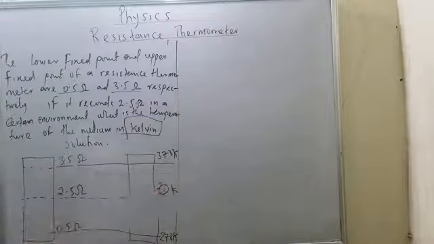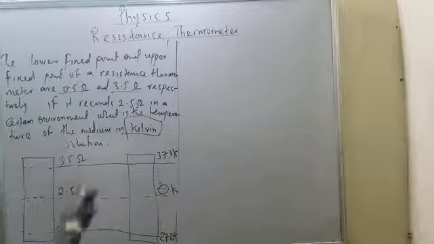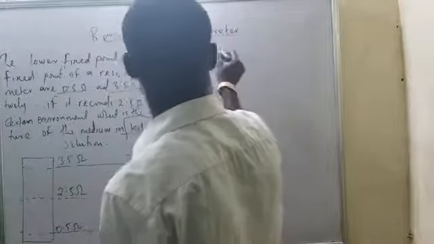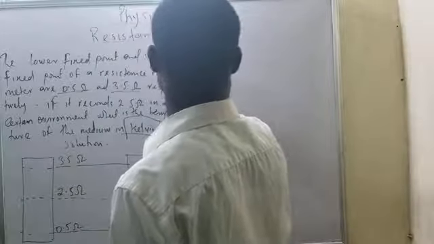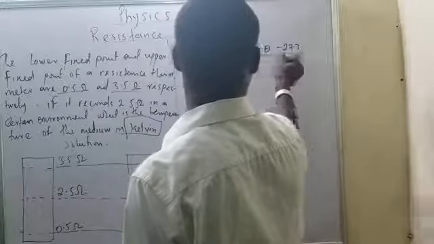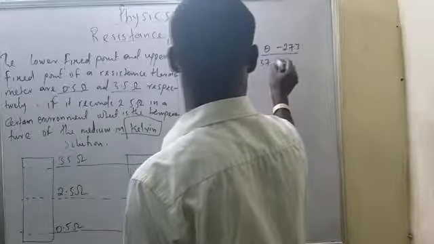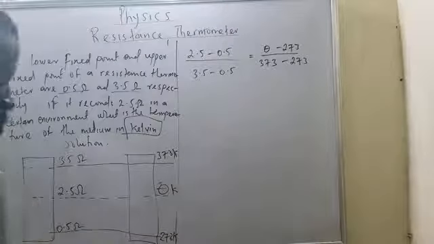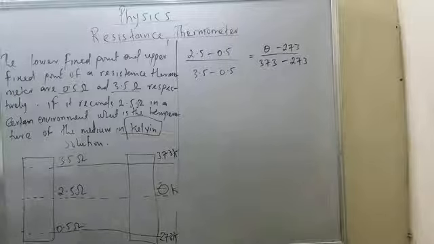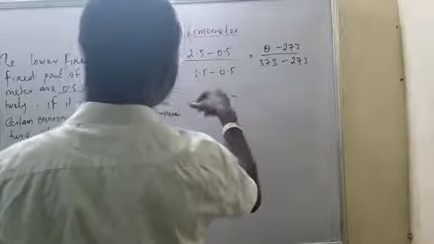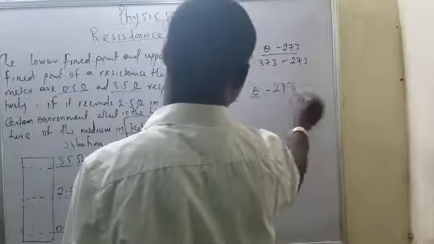That is why I'm now doing the proportion. My final minus this, which is 2.5 minus 0.5, divided by 3.5 minus 0.5, equals theta minus 273 divided by 373 minus 273. Now, continuing on the other part, this shall be 2, while this shall be 3, equals theta minus 273 divided by 100.